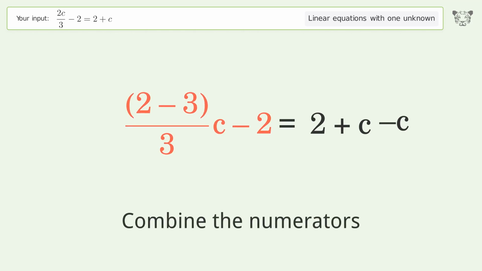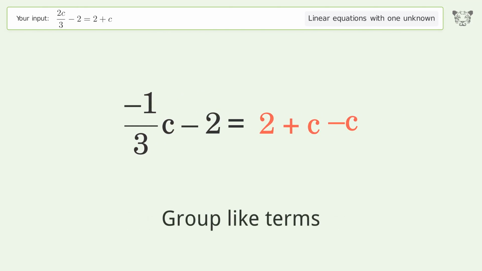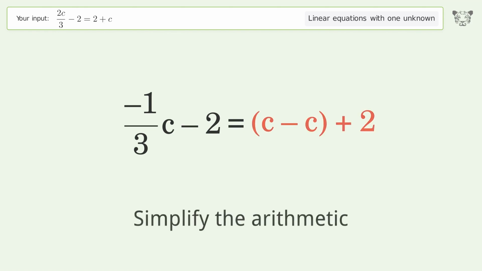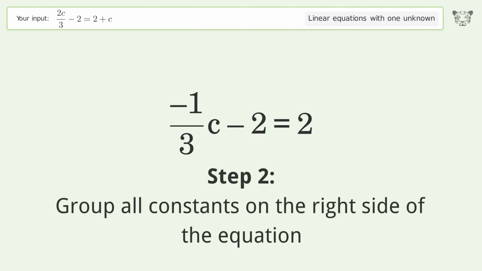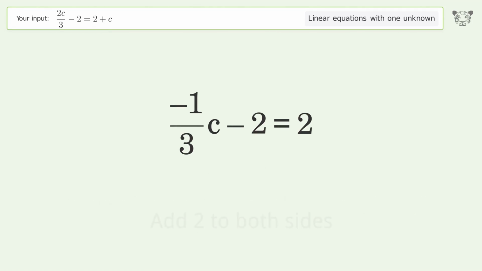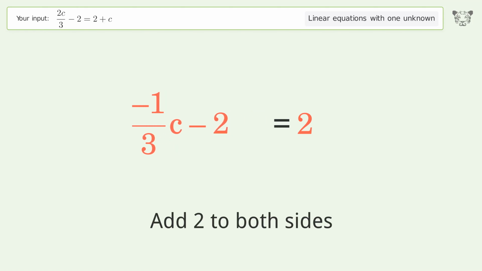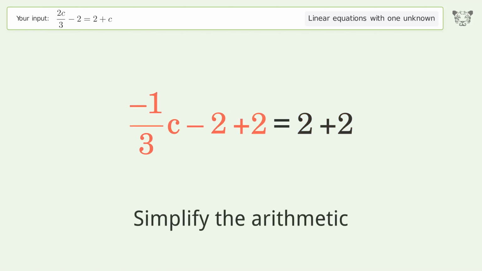Combine the numerators. Group like terms. Simplify the arithmetic. Group all constants on the right side of the equation. Add 2 to both sides. Simplify the arithmetic.